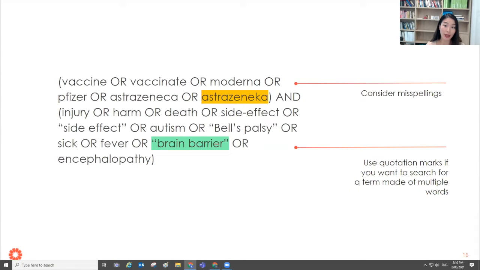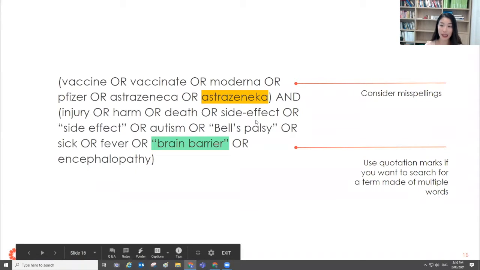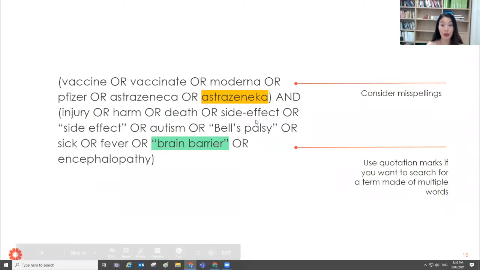Another thing I want to point out is the quotation marks. Notice that for the most part, we don't really use quotations, and that's because we only use them when we're using terms that have more than one word. So a word like vaccinate, you don't really need quotation marks. And for words that are connected by a dash, like side-effect, you also don't need quotation marks either. But you do need them for a phrase like brain barrier, because otherwise you get results with either brain or maybe barrier, but not the whole thing together. Also notice that all of these words are lowercase. We capitalize the Boolean operators, which are AND and OR, but we keep everything else lowercase because that doesn't really affect the result.